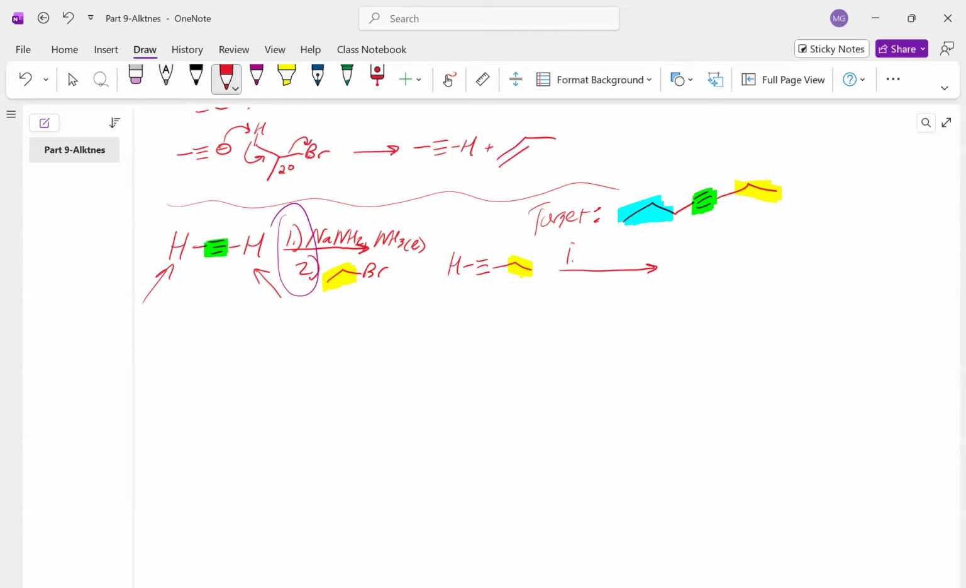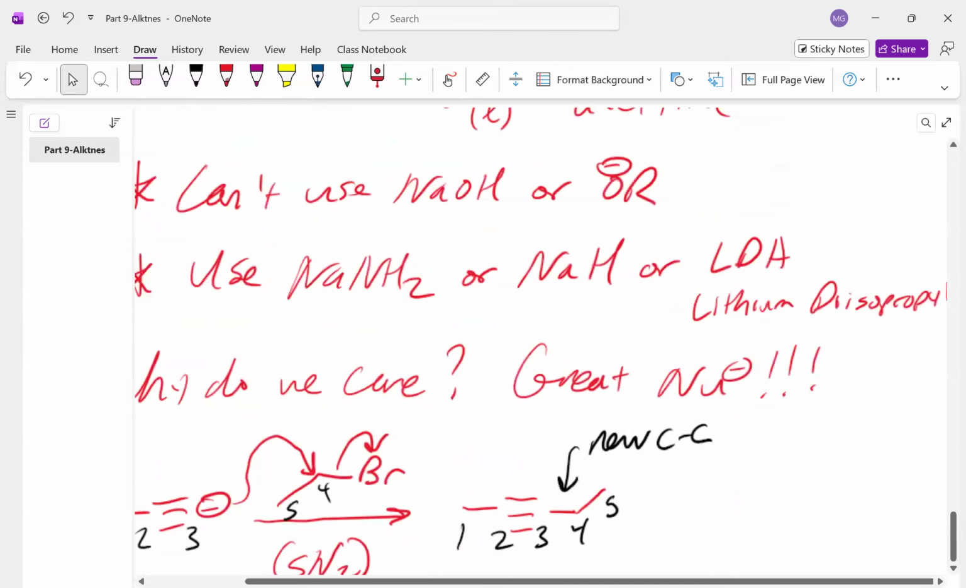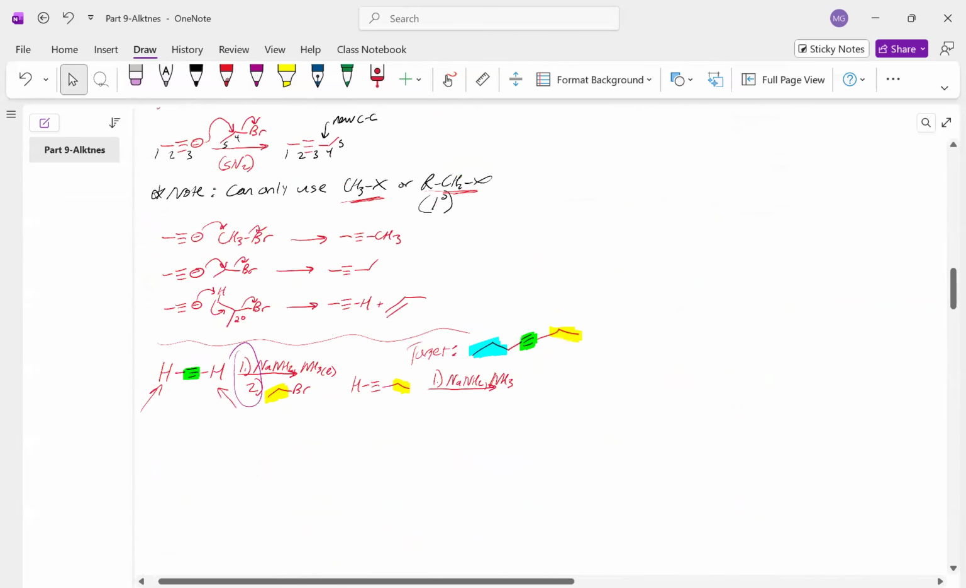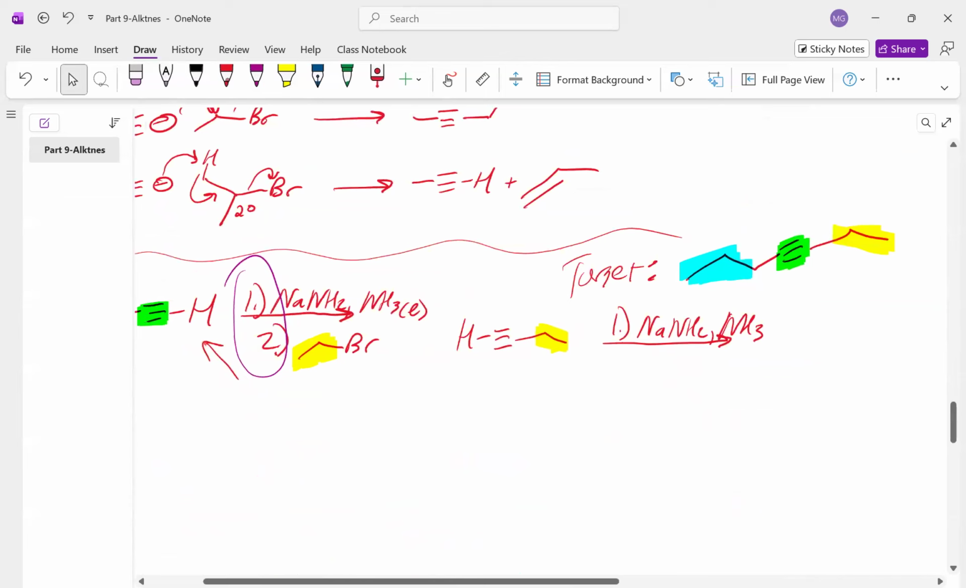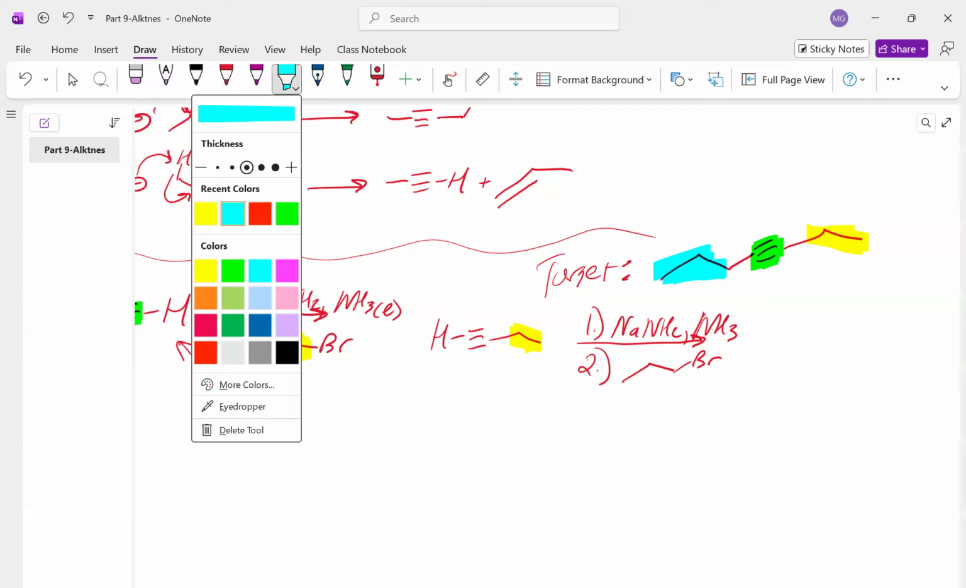So then I'll do this again. Throw in a strong base, so use sodium amide in ammonia. Again, you can use any of these 3 bases here to accomplish this. And I'm going to throw in my other group. So I want 3 carbons, 1, 2, 3. So that's the other group I'm putting on.